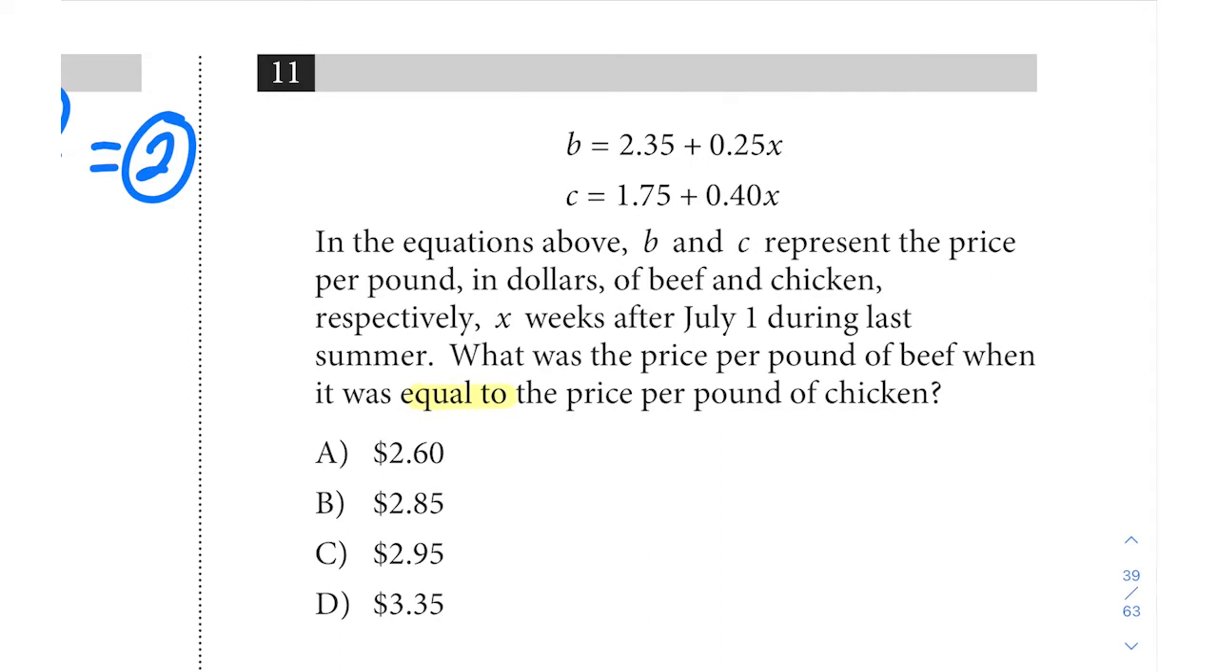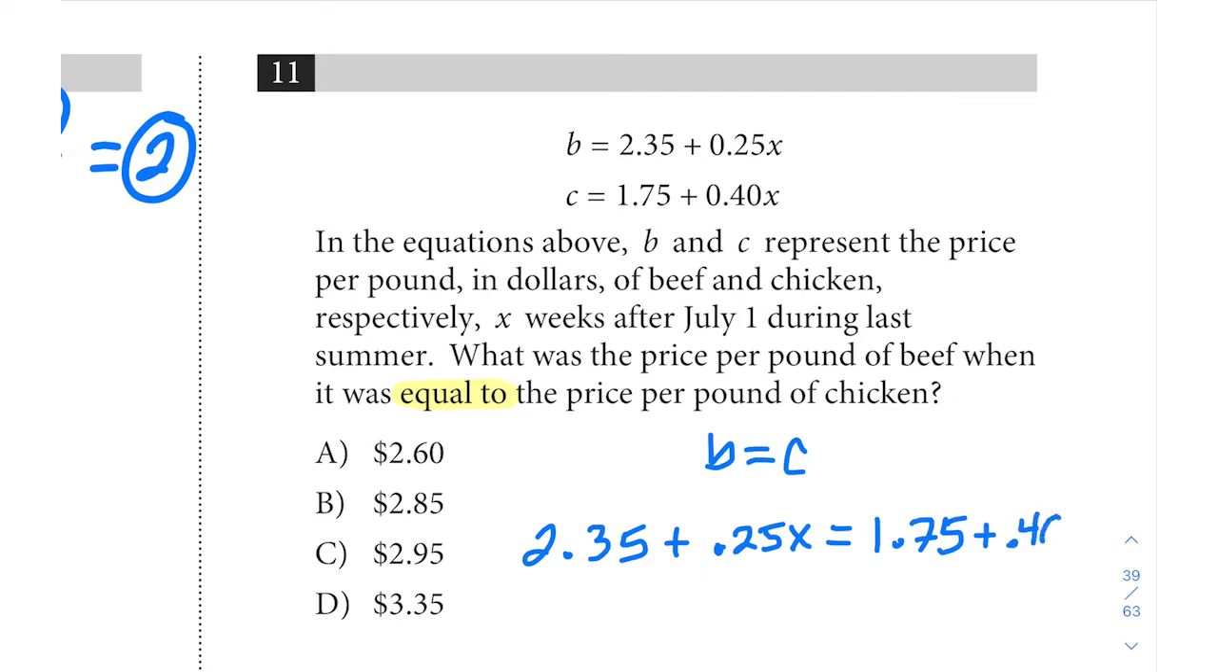All right, so let's take a look there, because obviously this is our key to the question. It says equal to. So if they're asking about the price per pound when these two are equal to one another, what we want to do is set these two expressions equal. They're basically saying that b equals c, and if we plug in their corresponding expressions to solve, that would be 2.35 plus 0.25x equals 1.75 plus 0.4x.